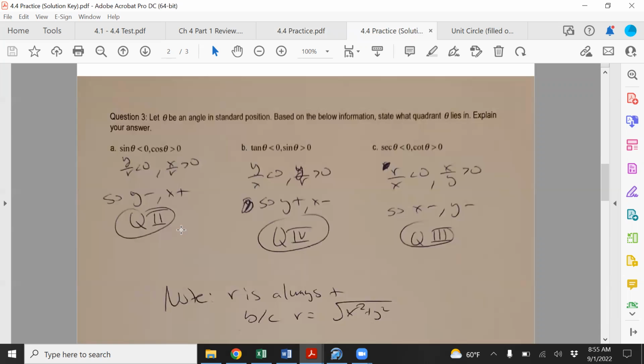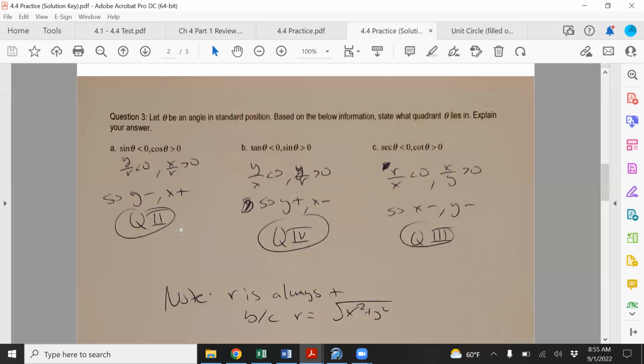So if r is positive, but y over r is less than 0, that's where you have to think more critically. Using some numerical analysis, y has to be negative, because a negative divided by a positive is less than 0. x over r is positive, r is positive, so x is positive. X is positive, y is negative. That's the thinking you use for these problems.